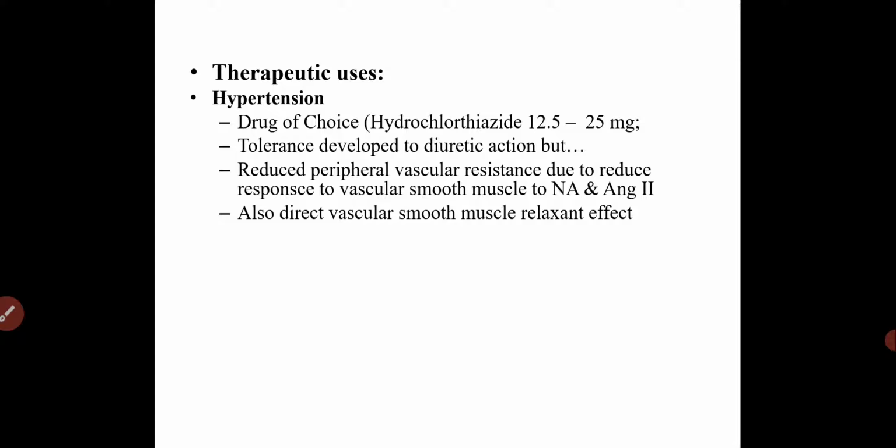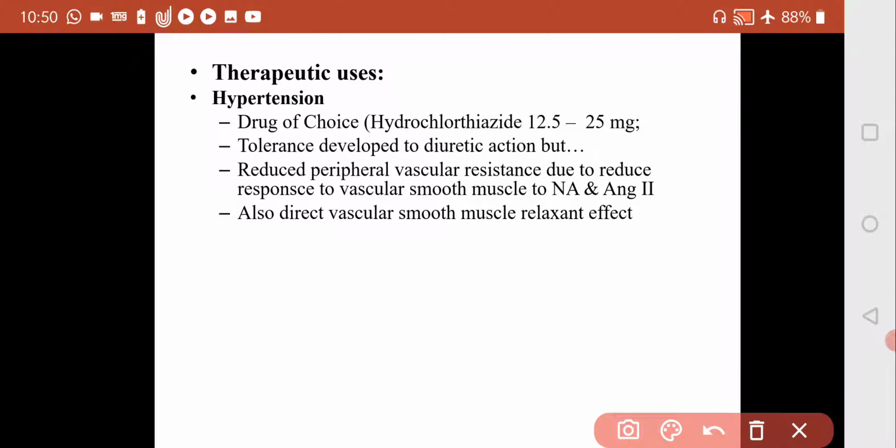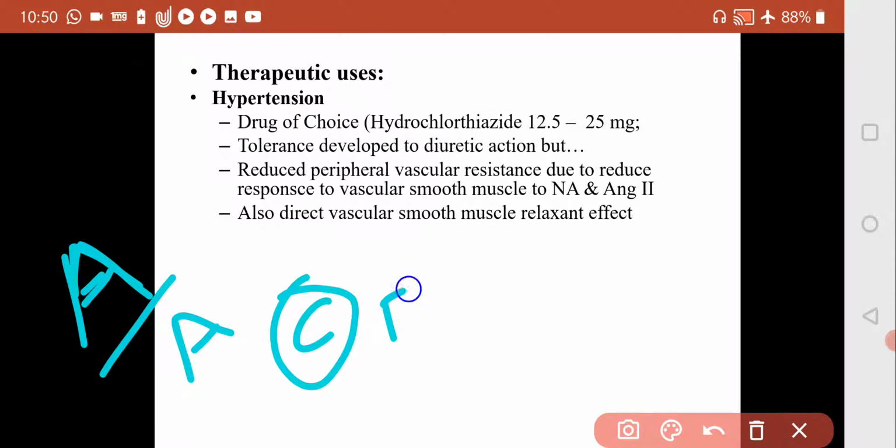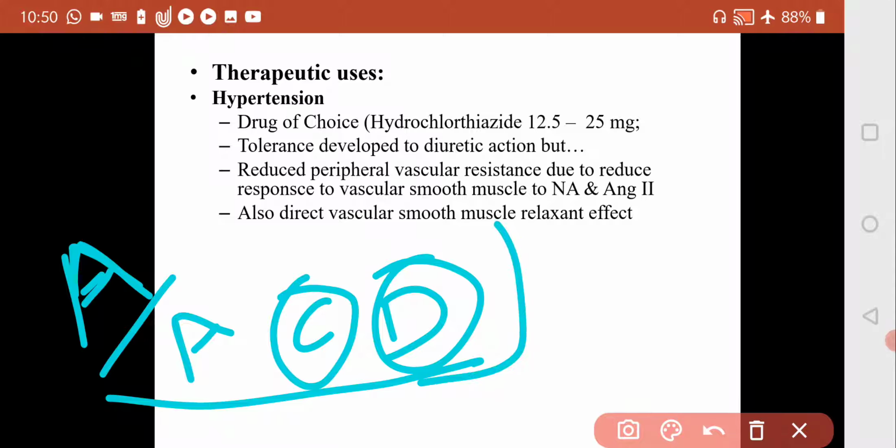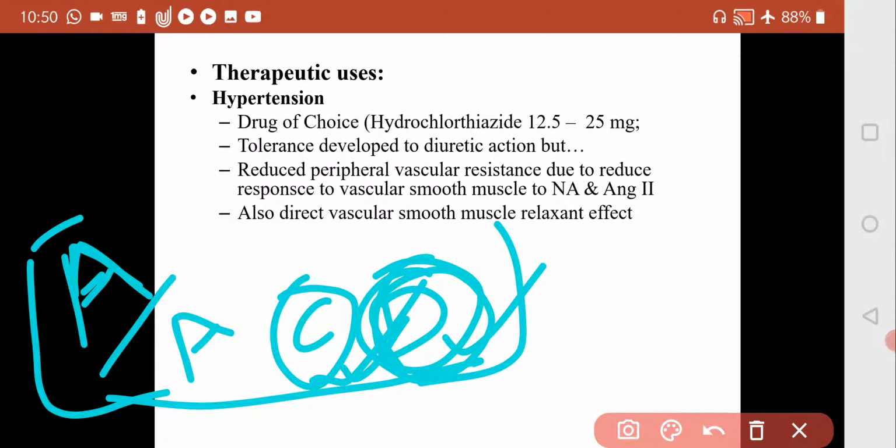Let's see the therapeutic use. These thiazide-like diuretics are useful in the routine treatment of hypertension. It is the drug of choice, or one of the three drugs: ACE inhibitors, angiotensin receptor blockers, calcium channel blockers, and diuretics. These three are the first-line drugs in antihypertensive therapy. So these diuretics, particularly thiazide-like diuretics, are useful as a first-line drug. Try to remember this.